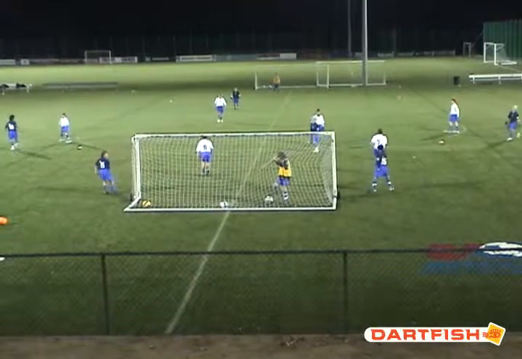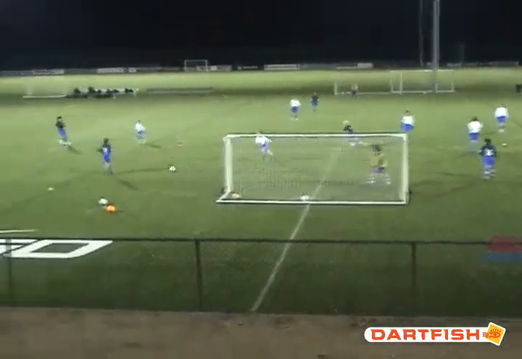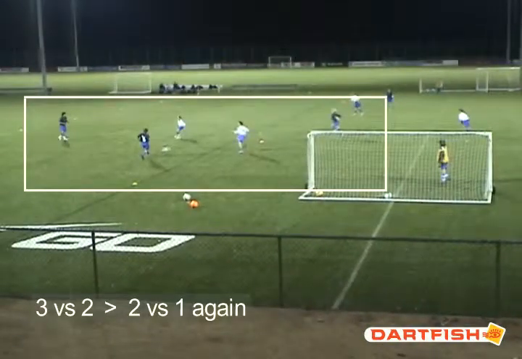Now we're going to look at similar scenarios in the 7 versus 7 playing format. Again, we see a 3 versus 2 opportunity for blues that's made into a simpler 2 versus 1 opportunity by a ball played through a seam and then a ball out wide, isolating the one wide defender.